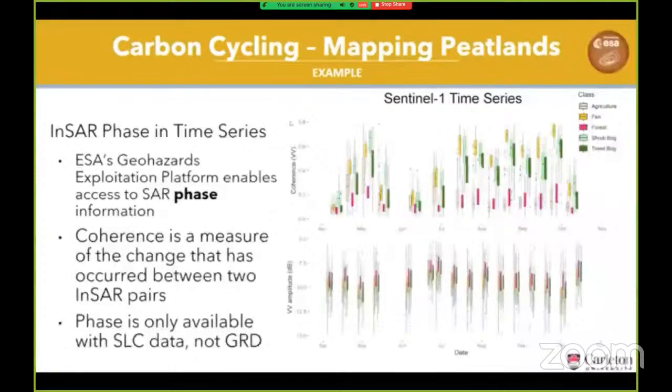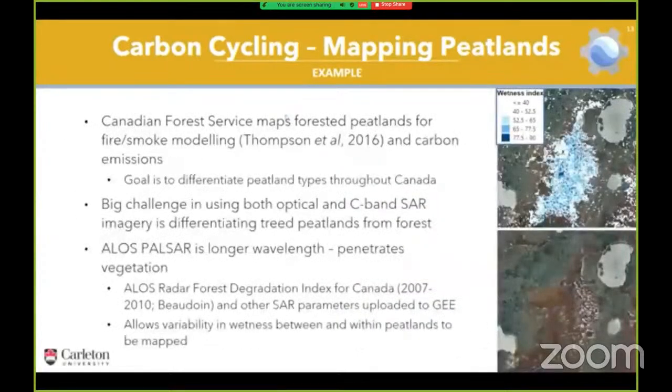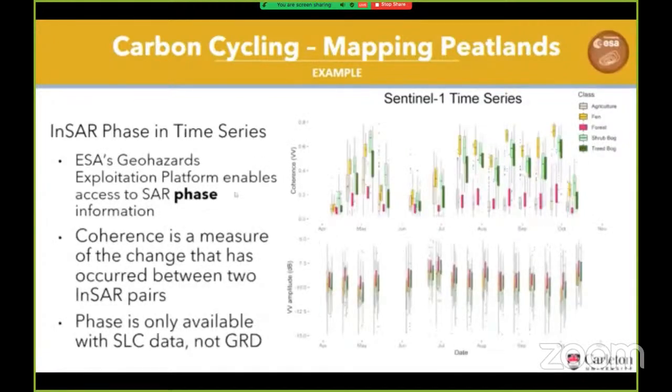And what I wanted to say there was that we are developing a very fine detailed peatland map for all of Canada. It's not done yet, but then this will be used in all sorts of different ways, including carbon emissions estimates. I also wanted to touch on the C-band SAR issue a little bit more.